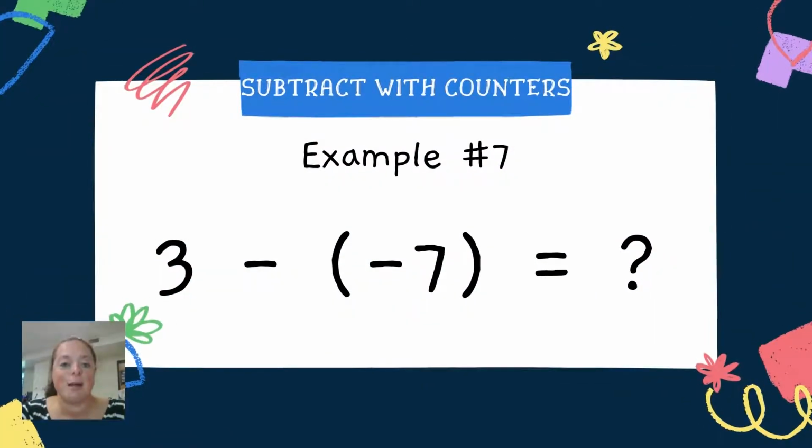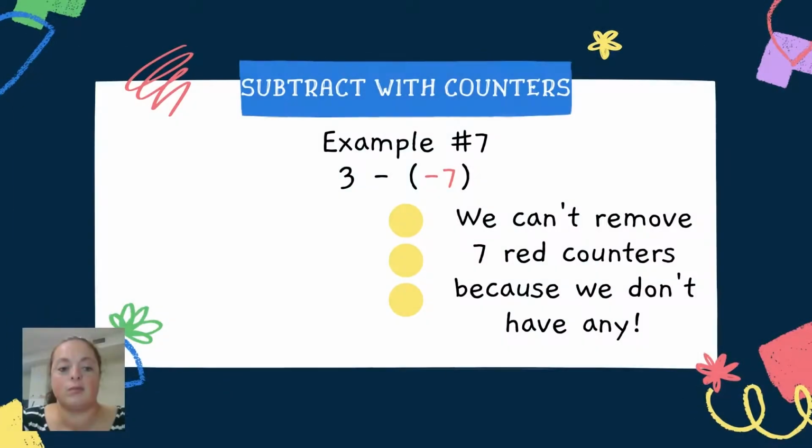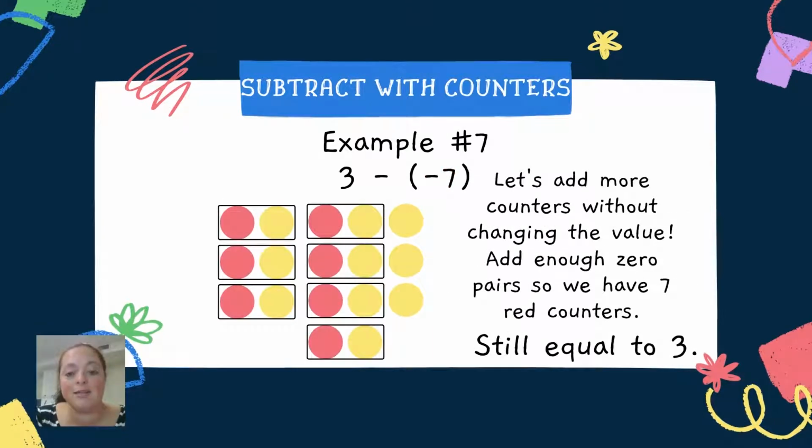Example number 7, 3 minus negative 7. Let's start with our 3 yellow counters to represent positive 3. Subtracting negative 7 means we need to be able to take away 7 red counters, but we don't have any red counters. So we need to figure out how we can add 7 red counters before we can take them away. So to add 7 red counters, that would change the value of that 3. So we have to add 0 pairs. So we add 7 red counters and 7 yellow counters, which is 7 0 pairs. We still have a value of 3, but now we have 7 red counters that we can remove.